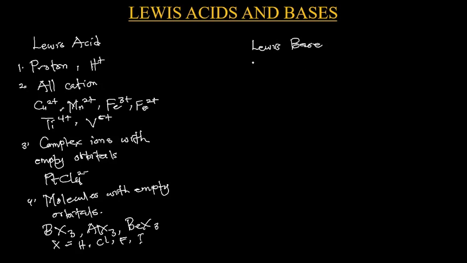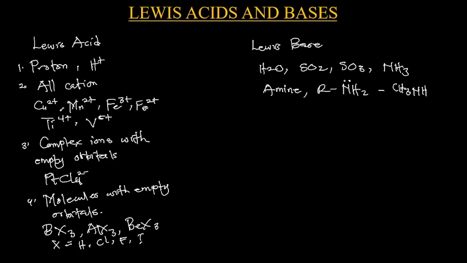Lewis bases, we can only mention some of them. We can talk about water, H2O, SO2, SO3, NH3. We can talk about amines, so R bonded to NH2. These are amines. In this particular formula, the nitrogen has a lone pair on it, and the R is an alkyl group. For example, we can talk about methylamine, which is CH3NH2.